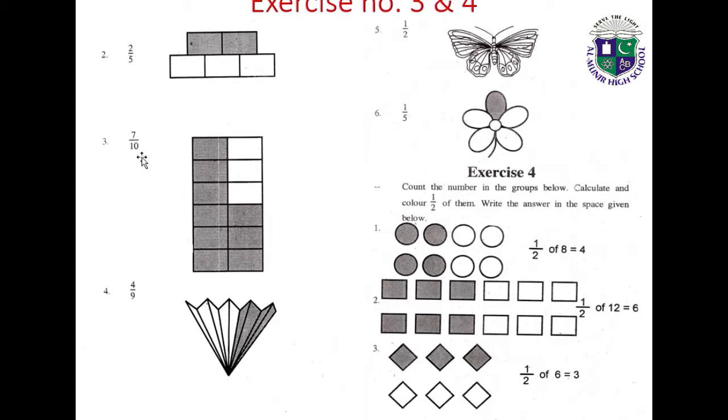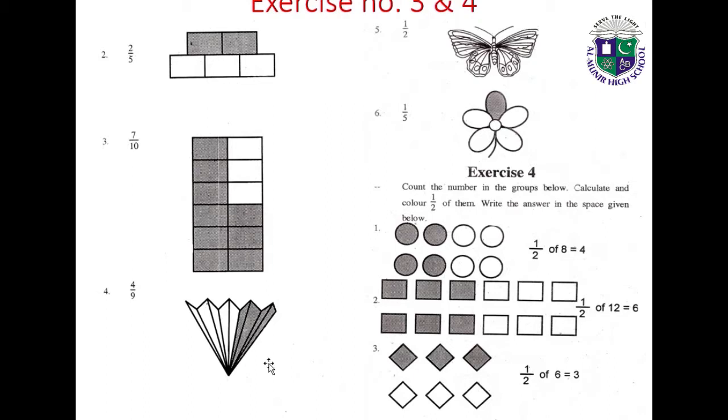7 by 10, the part of the box: 1, 2, 3, 4, 5, 6, 7, 8, 9, 10. The total is 10 parts and 7 parts are shaded, so 7 by 10 is your answer. 4 over 9: 1, 2, 3, 4, 5, 6, 7, 8 and 9.